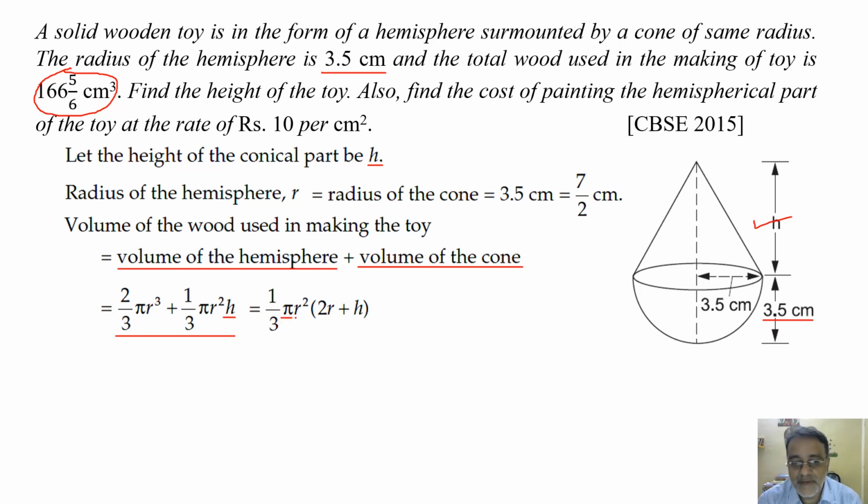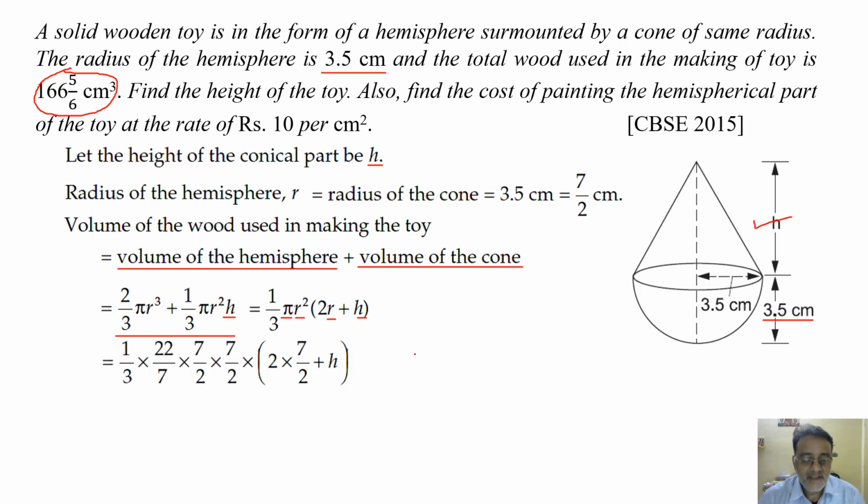Pi is 22 by 7. Radius is 7 by 2. Here also we will substitute radius, and here h. We'll keep like that only because we need to find h. Right. So now this is equals to, एक मिनट इसको थोड़ा simplify कर लेते हैं. 7 we will cancel, and 2 also we will cancel. So we are getting 77 by 6 into 7 plus h.